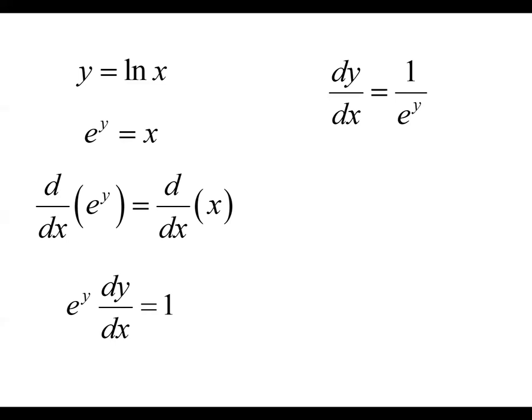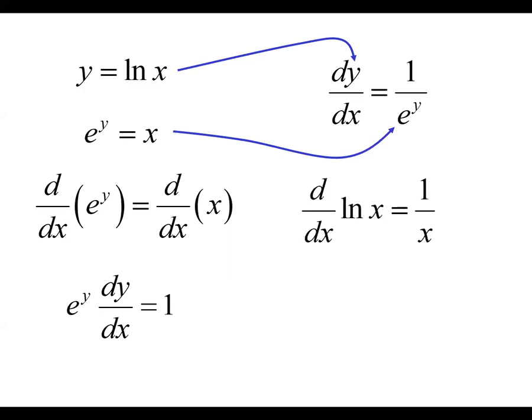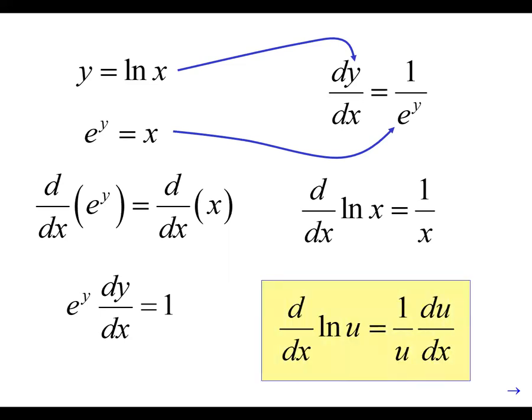Now again, we don't like derivatives in terms of y's, we like them in terms of x's. Well, actually, let me say first, e to the y was simply x from what we had before, so it's 1 over x. So therefore, the derivative of the ln of u is simply 1 over u du dx using the chain rule. So that's my third one. Pause and put that one on your foldable. We got one more to go.